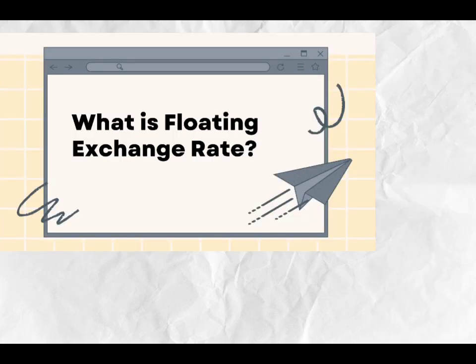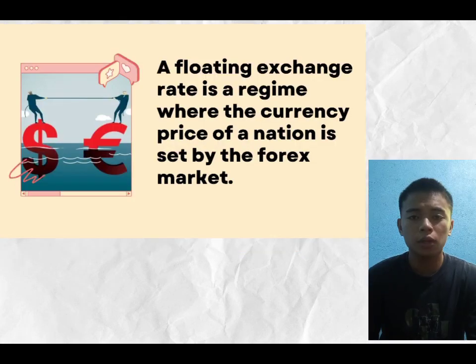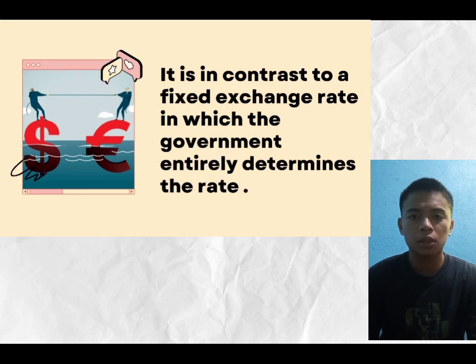What is floating exchange rate? A floating exchange rate is a regime where the currency price of a nation is set by the forex market. It is in contrast to fixed exchange rate in which the government entirely determines the rate. So floating exchange rate is the currency price of a nation set by the foreign exchange market instead of relying on government decisions.